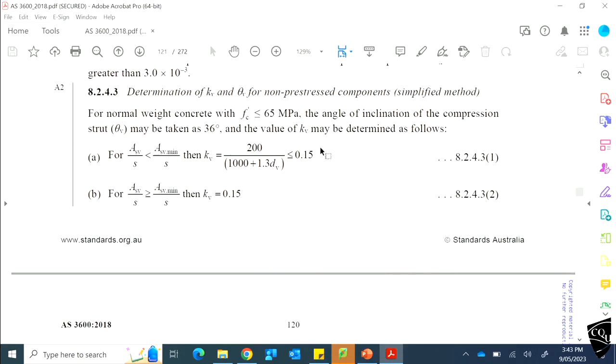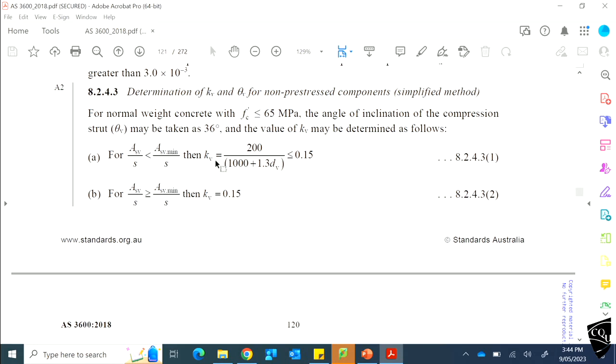Okay, so this one. We use this simplified method in the RC design. Yeah, you remember? The kV is equal to this one. But this is only valid for non-pre-stress members. If you don't have pre-stress, this is valid. So in RC design, this is okay. But in PC, we cannot use this equation for kV and theta. Theta is 36 in RC design, and kV is this one.